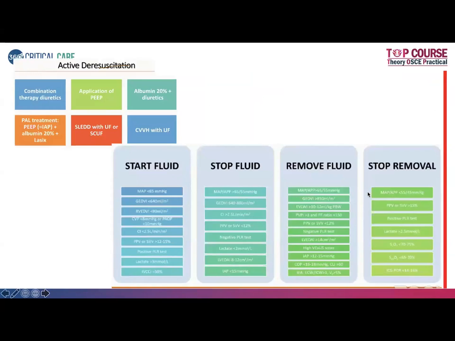So these are the indices you need to look into. The other option would be renal replacement or a SLED. You can do either a SLED with ultrafiltrate or SCUF, okay, or venovenous hemofiltration with ultrafiltrate removal. So when do you start fluid, stop fluid, remove fluid, and stop removal? I mentioned all these targets, so you can remember this slide as well.